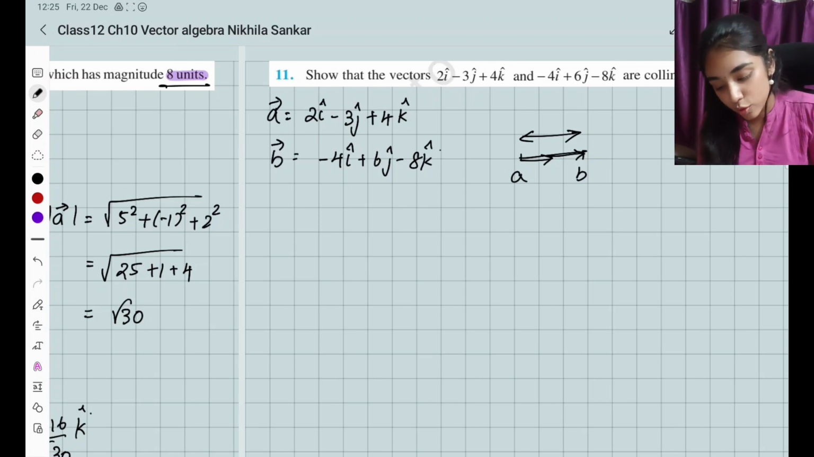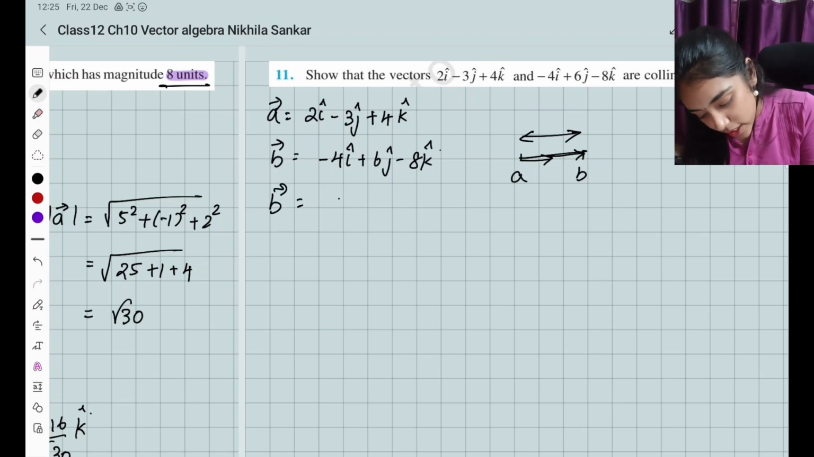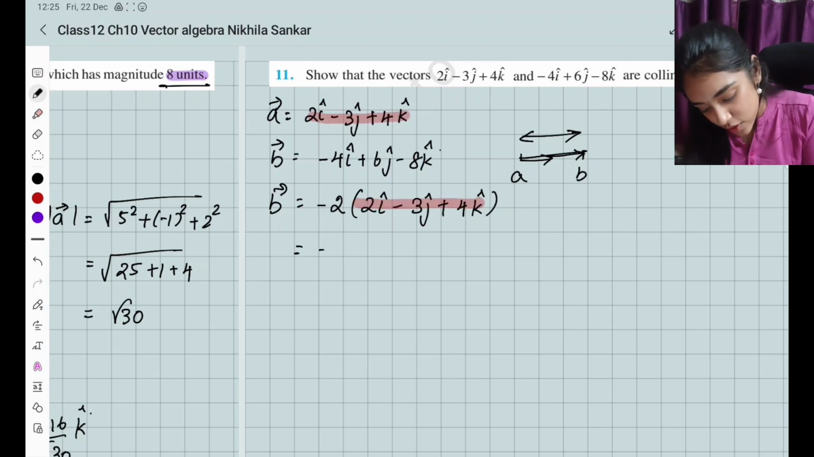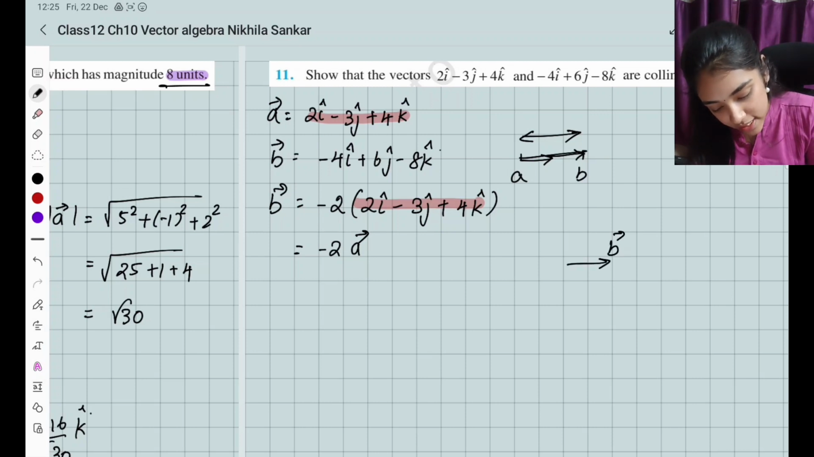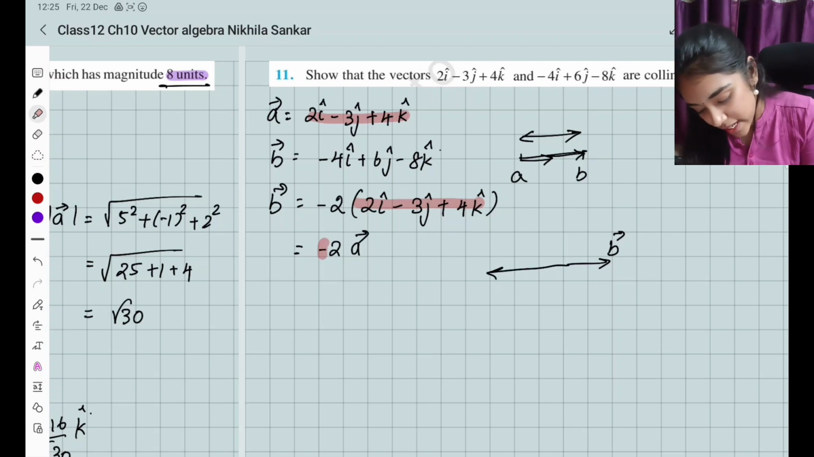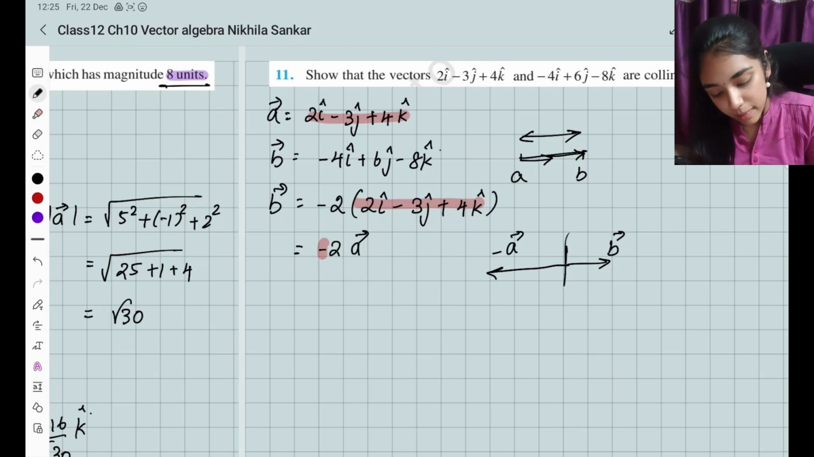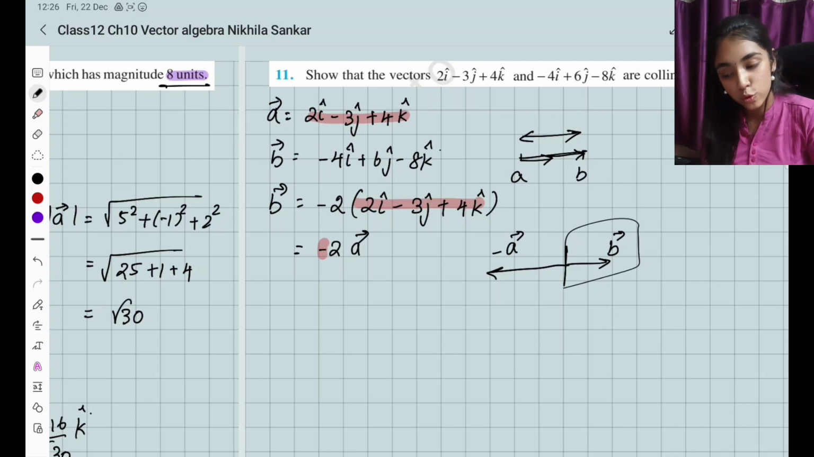So how are we going to check this? I'm going to write the b vector by taking 2 common. Actually, we can take minus 2 common. So I can write this as minus 2 times 2i cap minus 3j cap plus 4k cap. Now whatever is inside the bracket, I see that it is very very similar to a. So this is going to be minus 2 times the a vector. So b vector is in one direction and a vector is in the opposite direction. There is a minus sign, so it is going to be in the opposite direction. So b vector is going to be minus twice the a vector. So I proved that they are collinear.